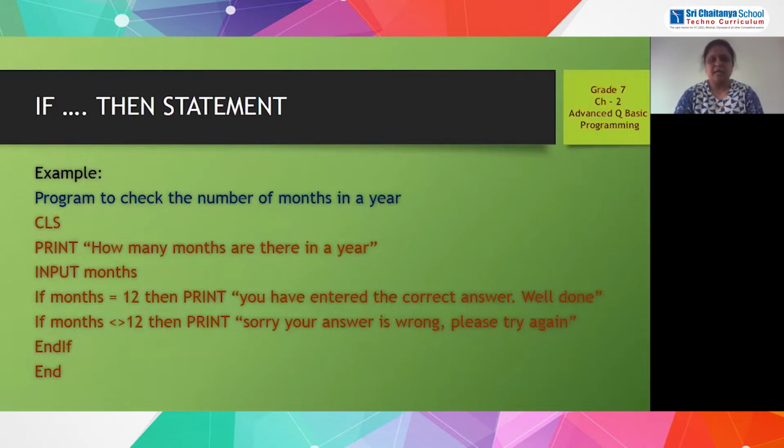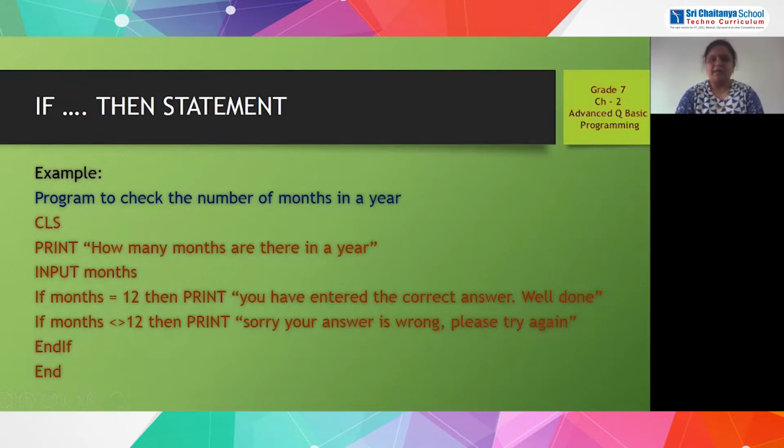In the first line, you can see I have written CLS to clear the output screen. After that, I have written one print statement: "How many months are there in a year?" So when you run the program, this sentence will be displayed on your output screen. I have taken a variable called months, and I am using an input statement to take the data. When we run the program, whatever number the user enters will be saved in the variable called months.